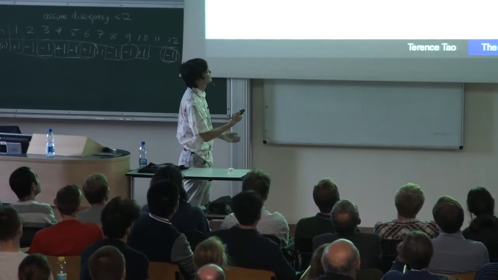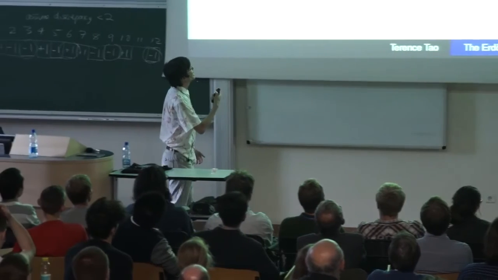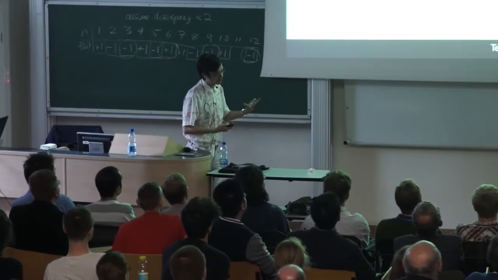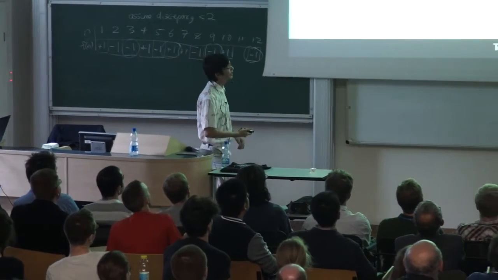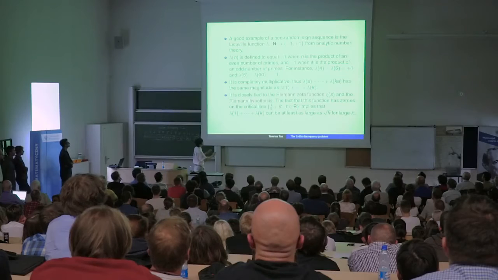So lambda of 6, for example: 6 is 2 times 3, 2 primes, so that's even, that's a plus 1. But lambda of 30, that's 2 times 3 times 5, that's 3 primes, so that's minus 1. Okay? So it's a sequence of plus and minus 1s, and it looks kind of random.